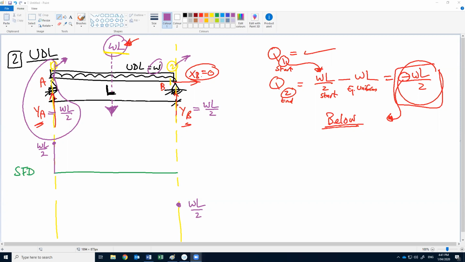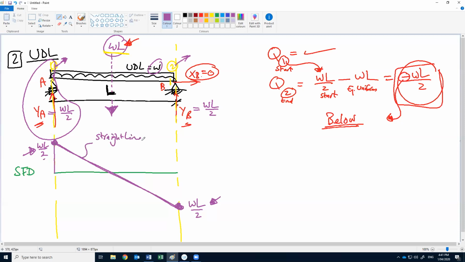Do you have any problem with this one? So we need to calculate at the start, WL by 2 here. Then to calculate at the end, the shear at the start minus the force. And how do we connect these two values? We connect them with a straight line. Again, we know the shear at the start is WL by 2, and here the shear will be WL by 2 minus WL, which gives us WL by 2 below the datum, and we connect them with a straight line.